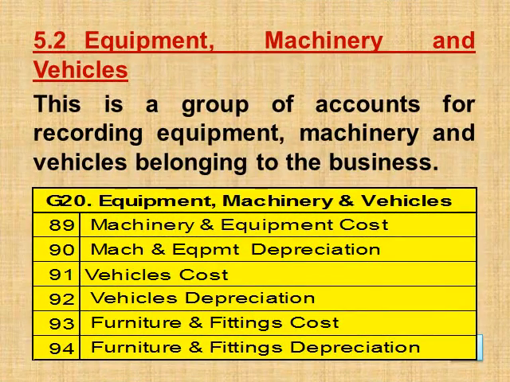Section 5.2. Equipment, machinery and vehicles. Group G20. This is a group of accounts for recording equipment, machinery and vehicles belonging to the business. This includes machinery and equipment cost, machinery and equipment depreciation, vehicles cost, vehicles depreciation, furniture and fittings cost, plus furniture and fittings depreciation.